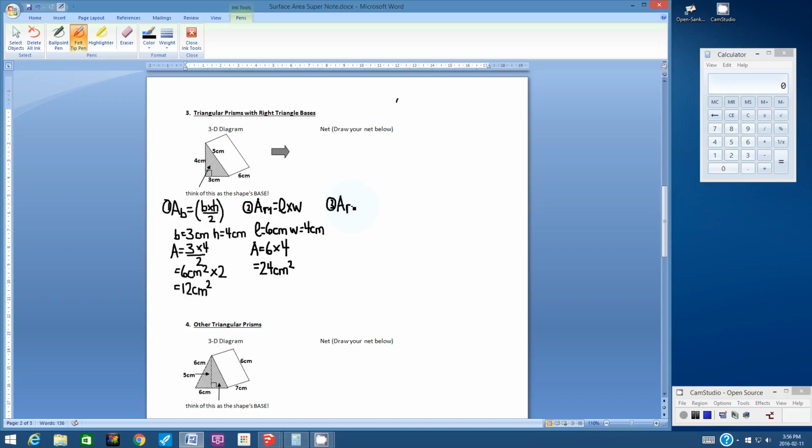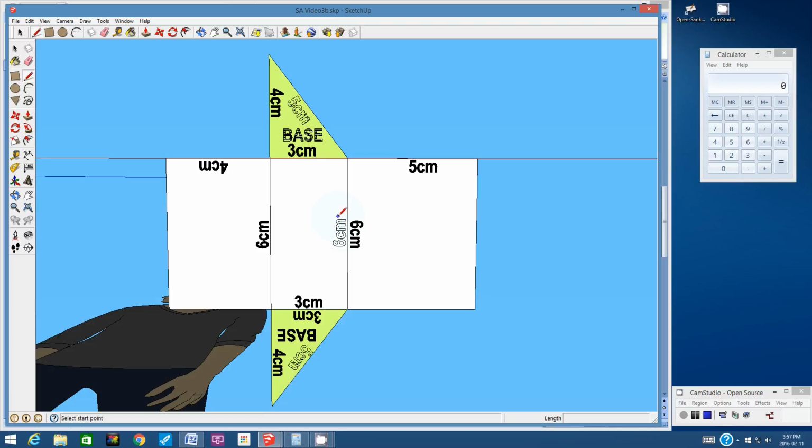Area of rectangle 2 equals length times width. We have a length of 6 centimeters and a width of 3 centimeters. We have area equals 6 times 3. If you need to use your calculator, 6 times 3 is 18 centimeters squared. Okay, now again, we have to ask ourselves that question. Do we multiply it by 2? No, because there's only one rectangle that has the dimension 6 by 3.